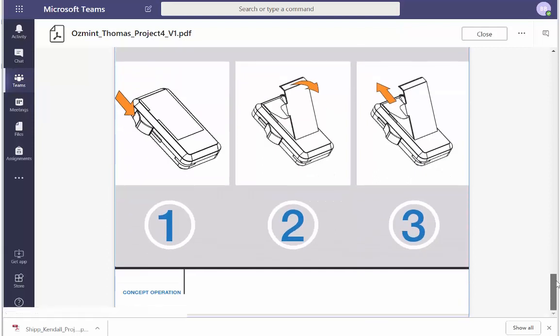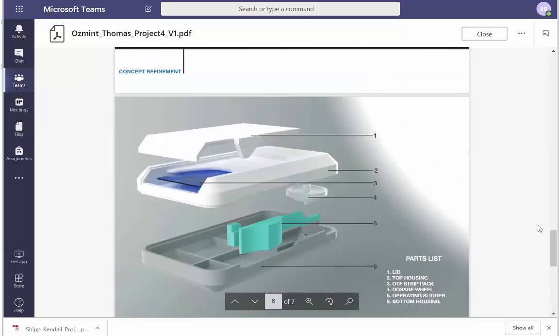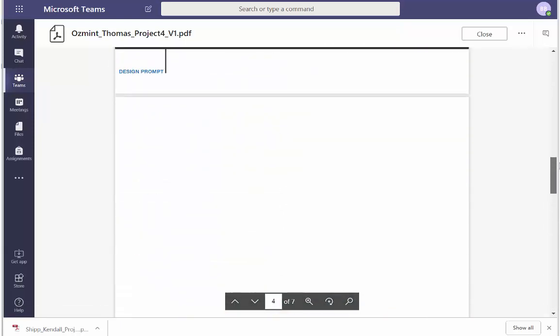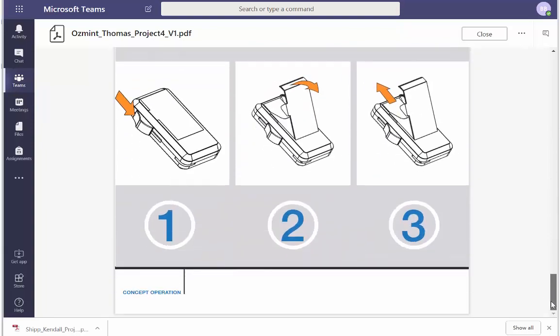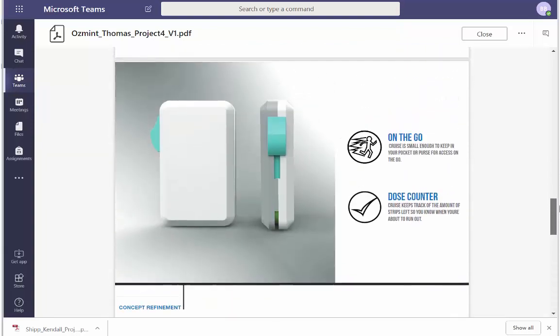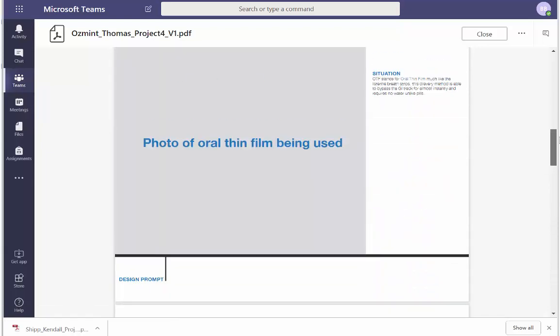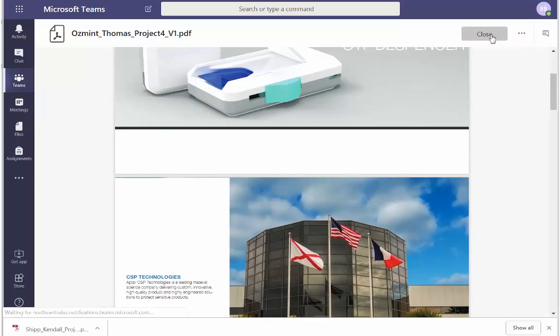Sequence of use: push it down, open, bring it out. Does it automatically push it out, or do I have to put my finger in here and pull it out? Do you show me any human scale? No. So I don't know how big this is. It could be 2 inches, it could be 4 inches. I don't know. I need some more info.